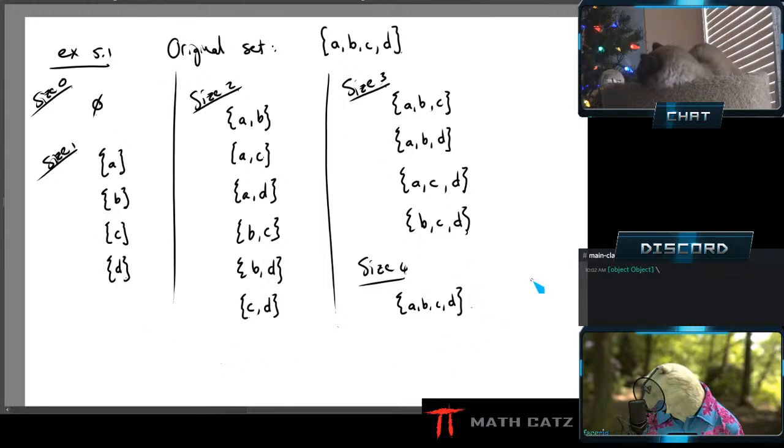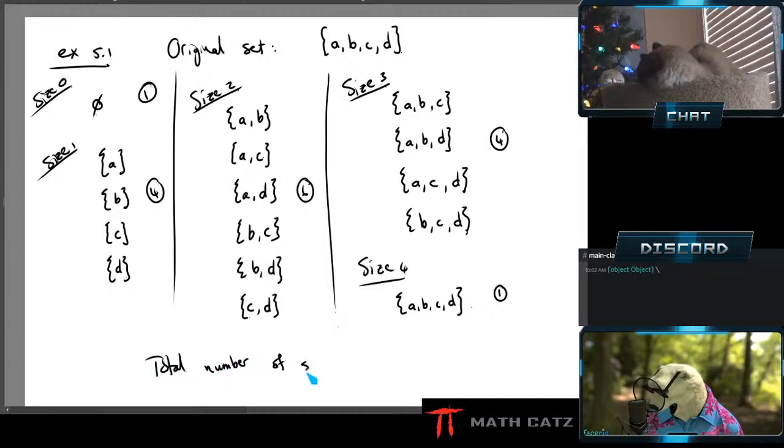And then I count them all. How many do I get? Well, here I have 1, here I have 4, here I have 6, here I have 4 again, and here I have 1. So 5, 11, 15, 16. So total number of subsets is 16.